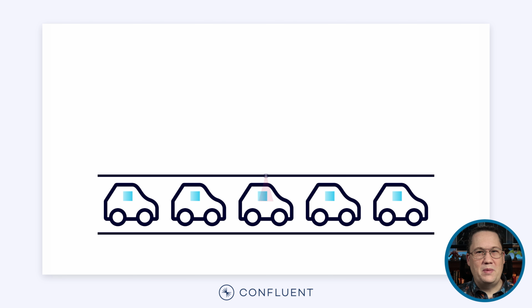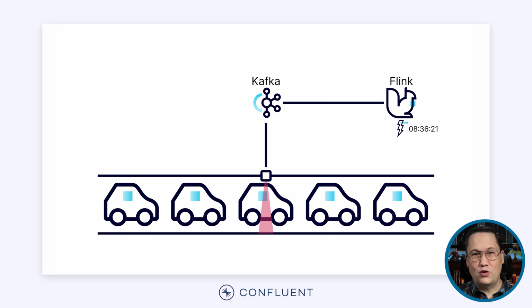On the highway, we place a sensor that detects vehicles moving past. Each time a vehicle goes by, we emit an event to a Kafka topic. The event contains the timestamp for when the vehicle passed the sensor and any other relevant details. Downstream, a Flink job processes these events to determine how many vehicles pass the sensor every minute.